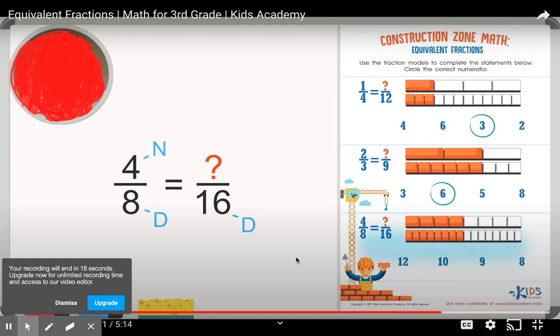Remember always that the numerator is the top number, and that shows you how many pieces are shaded in the fraction. And the bottom number is the denominator, and that shows you how many pieces are in total.